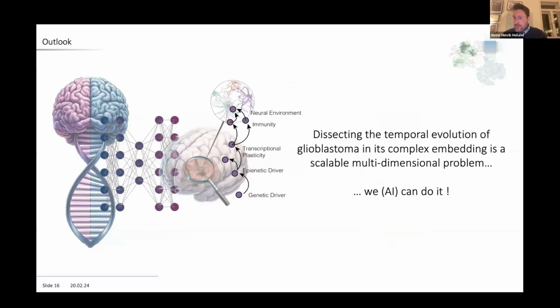So the problem is very complex, the shift between primary and recurrent tumors, but we can use modern deep learning architectures to really understand what is happening in the microenvironment, and also use simulation and other explainable AI tools to really understand how this change happens.